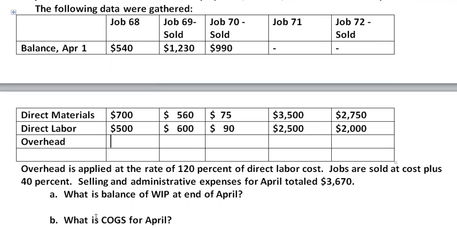Here's the information for each job. It tells you that overhead is applied at a rate of 120% of labor cost. So what I'm going to do next is go through and calculate the applied overhead. It's just going to be 120% times the direct labor cost. And then just to make it easy, I'm going to come down here and total up the cost for each job. I'm going to take the beginning balance plus the materials plus labor plus the overhead. So I'm just totaling up the cost for each individual job.